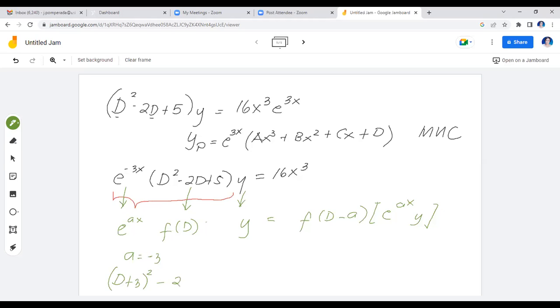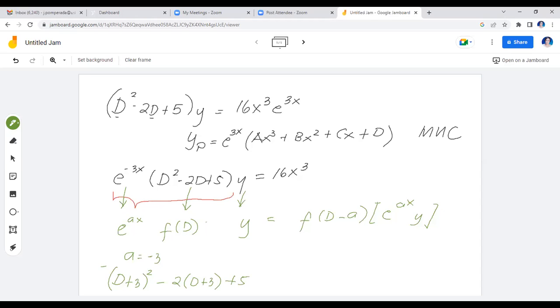Copy minus 2, you see another d. So it should be d minus a, so d minus minus 3. So that should be plus 3. Now that 5 doesn't have a d, right? So you just simply copy it.